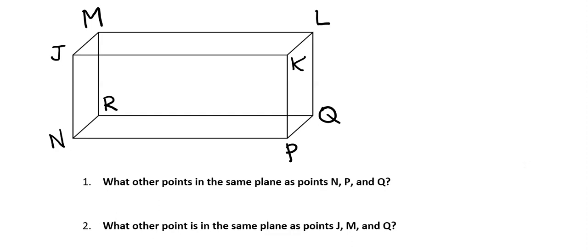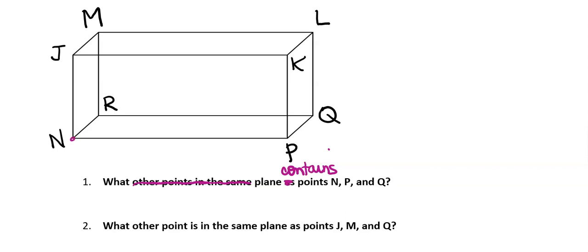What other points are in the same plane as points N, P, and Q? That question doesn't make sense. Let me see if I missed something. Oh, I typed it wrong. I don't know what I was looking at when I typed this. What plane contains points N, P, and Q?